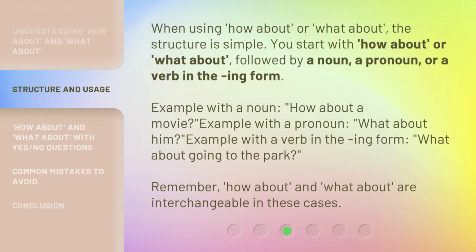When using how about or what about, the structure is simple. You start with how about or what about, followed by a noun, a pronoun, or a verb in the ing form. Example with a noun. How about a movie? Example with a pronoun. What about him? Example with a verb in the ing form. What about going to the park? Remember, how about and what about are interchangeable in these cases.